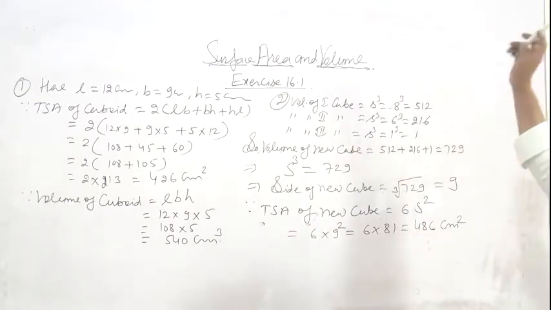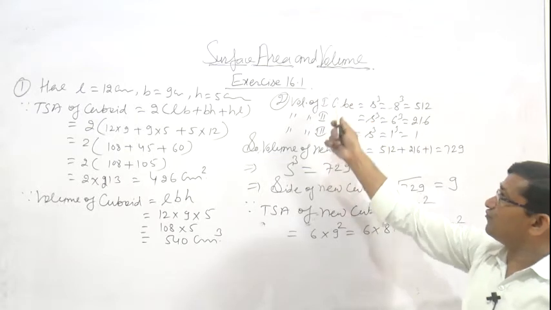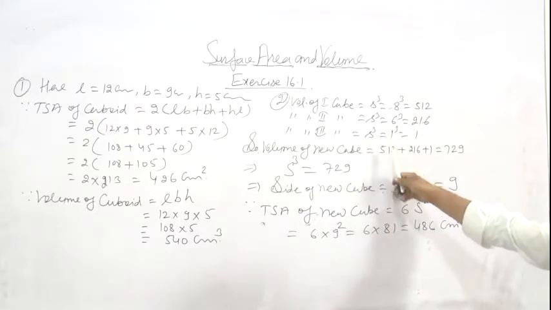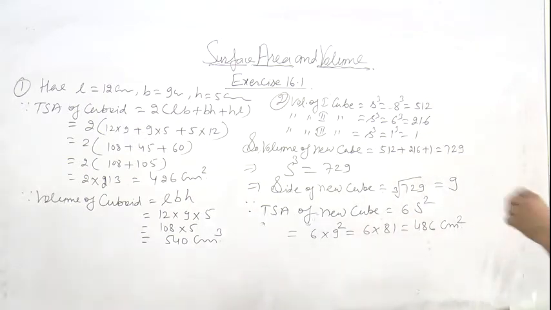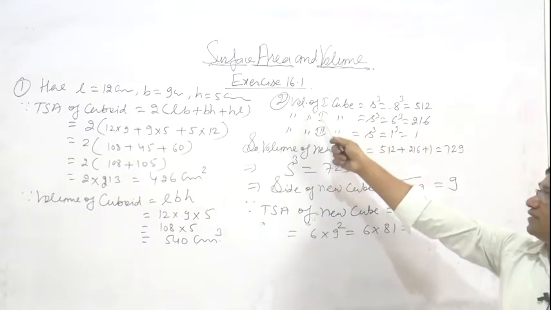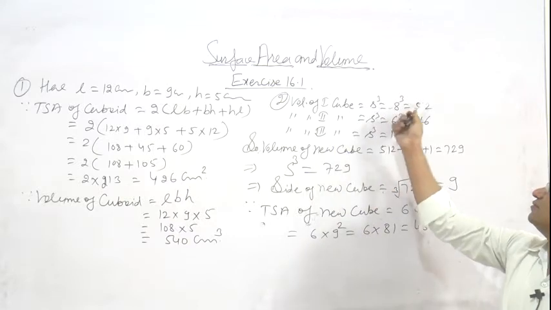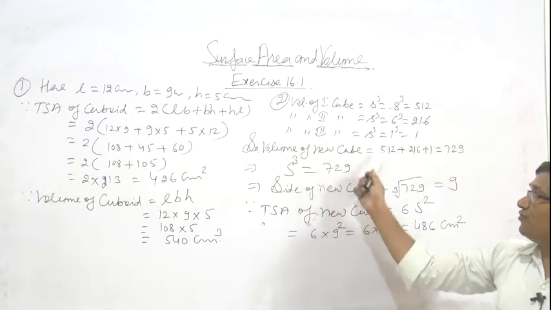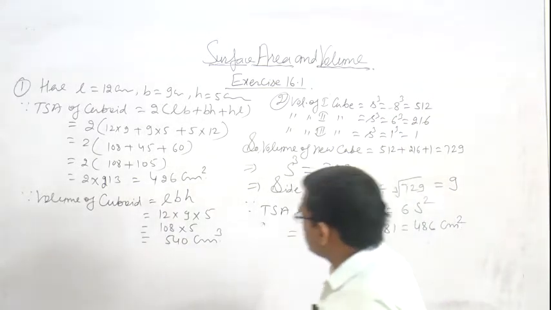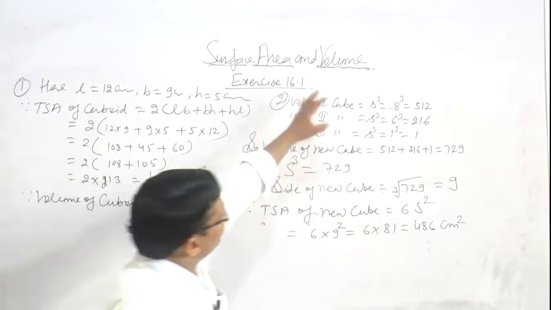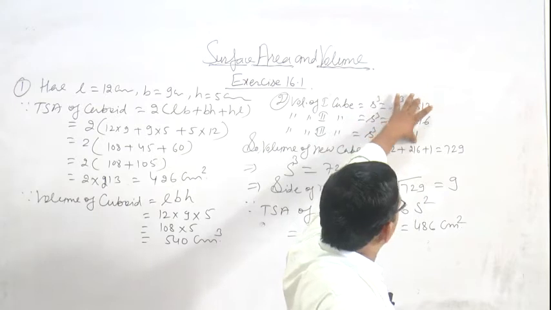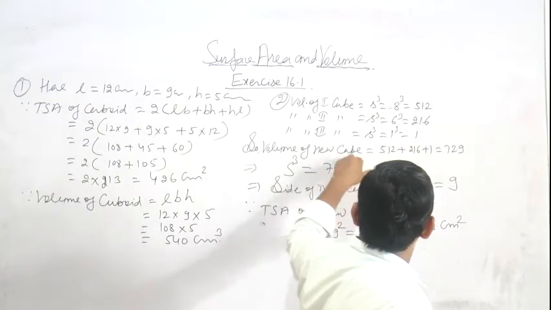In this question, what is given? Edges of 3 small cubes are given, 8, 6 and 1. So first we find the volume of the first cube, then second and third cube, then the volume of the new cube, because after melting 3 cubes we make a new cube.